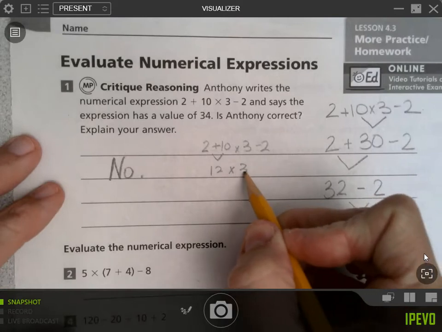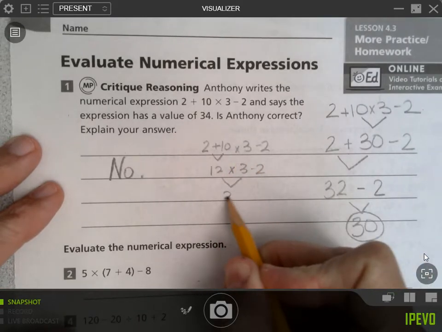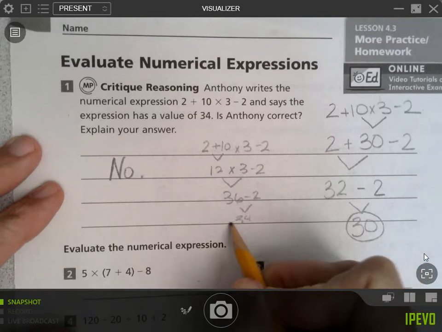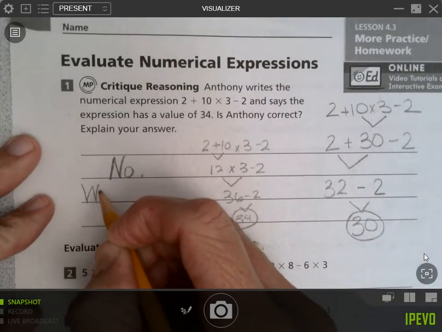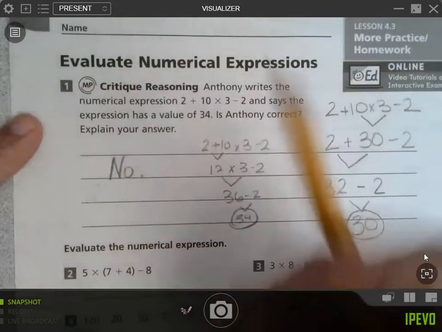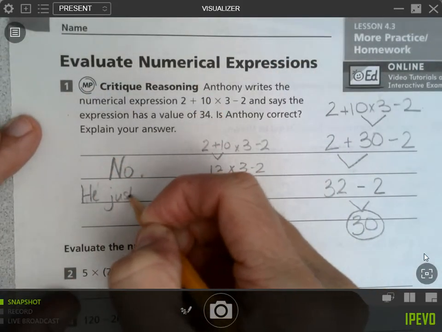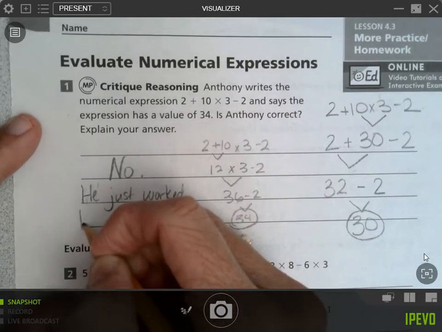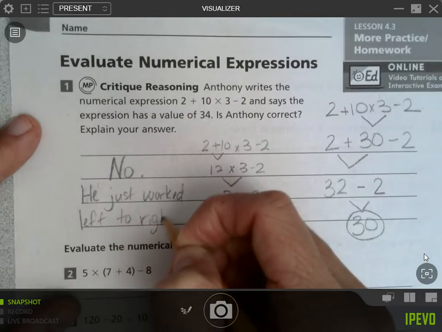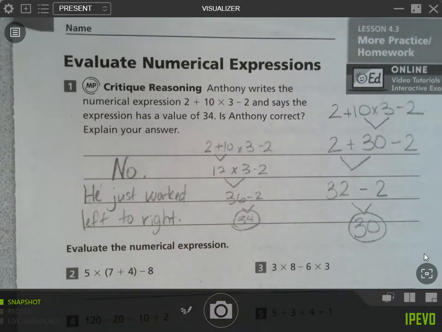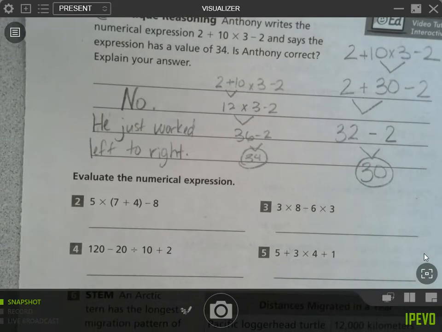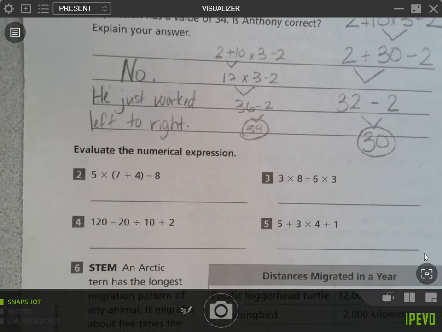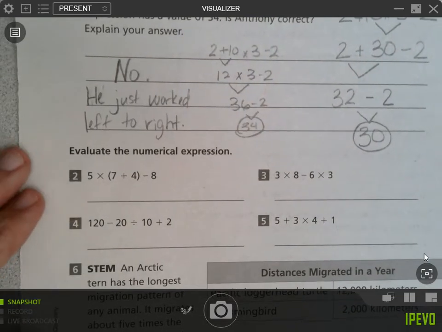So then if he did that, let's see. Then he was working just left to right and he got 36. Oh, look at that. So Anthony needs to pay attention in class. Anthony just worked left to right instead of following order of operations, right? Oh, Anthony, he'll get it. All right, I hope you got it. Let's see what happens next. If you want to pause the video, if you're working and you want to restart it and check your answers, you can do that. Otherwise, we can just work together.